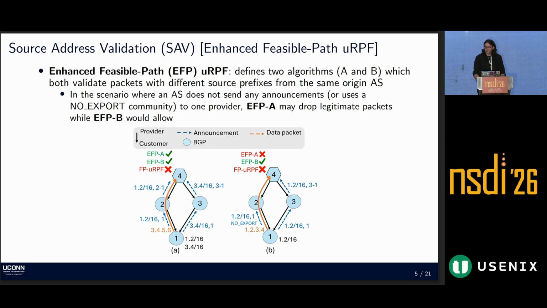The EFP RFC defines two algorithms, A and B, both of which address this limitation. The difference between the two policies is that EFP-B was designed to handle an additional situation in which the origin AS does not announce anything to some providers or uses a no export community for all announcements to some providers.